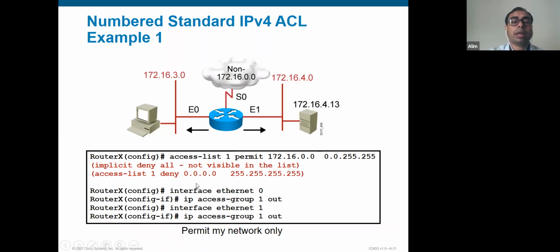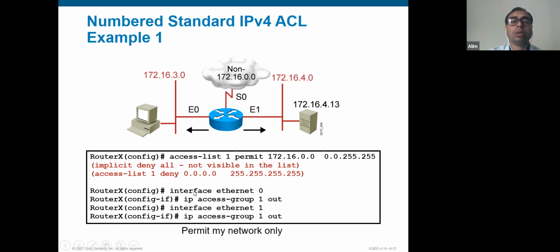Just regard: implicit denial is not visible in the list. When we write an access list, there will be an implicit deny. Implicit deny means if it is not allowed explicitly, then it is denied. It is the firewall's rule. In that case, everything, any other thing, will be denied. Then, when you write the statement, you have to apply it to a specific interface. Say here are two or three interfaces: Ethernet 0, Ethernet 1, and serial port 0.